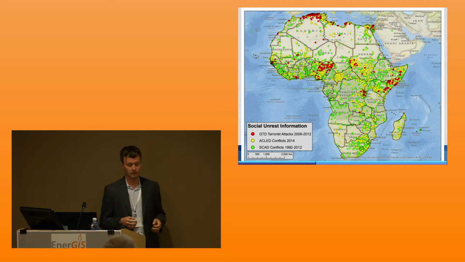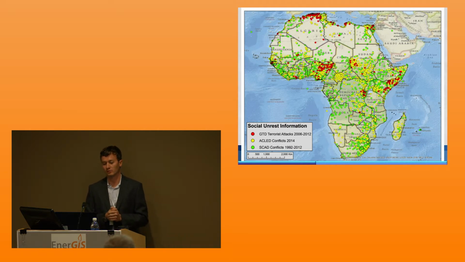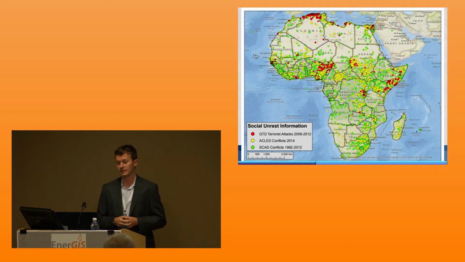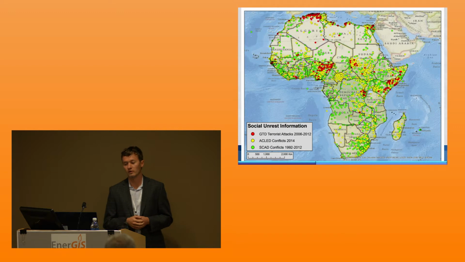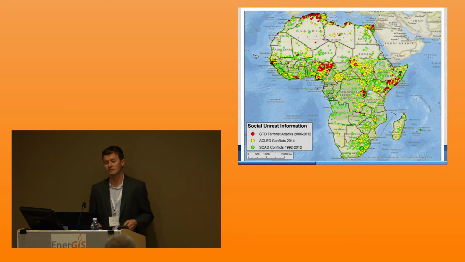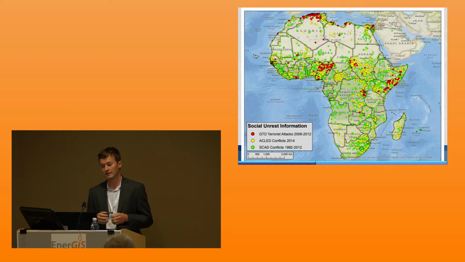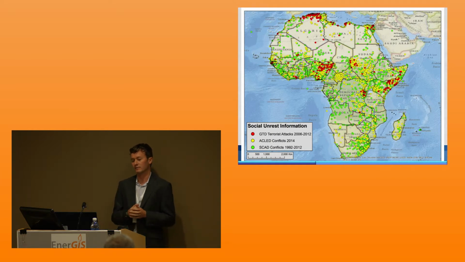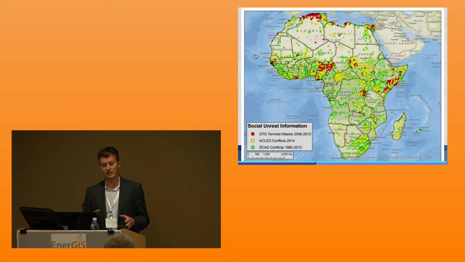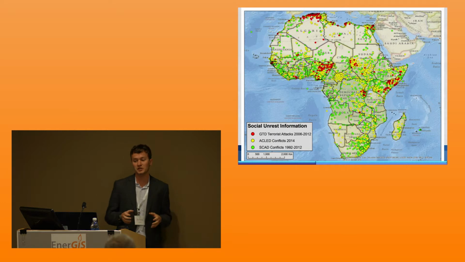I mentioned to you earlier there were three separate databases acquired for the project. This shows social unrest over the continent of Africa over the past 23 years. There are 16,056 records here. This is not necessarily oil and gas related information, but it paints a picture of where social unrest is occurring within the individual political boundaries of each of these countries.